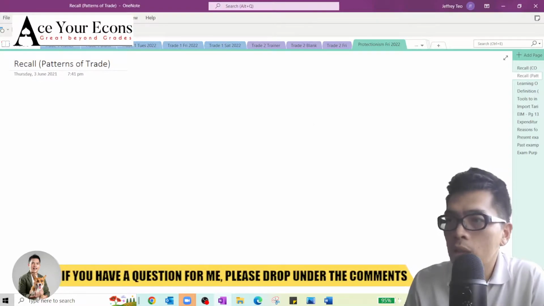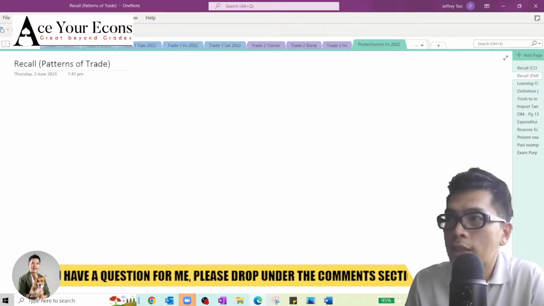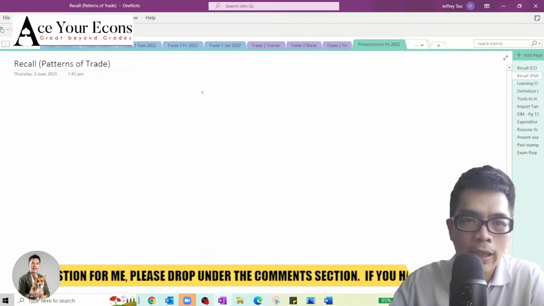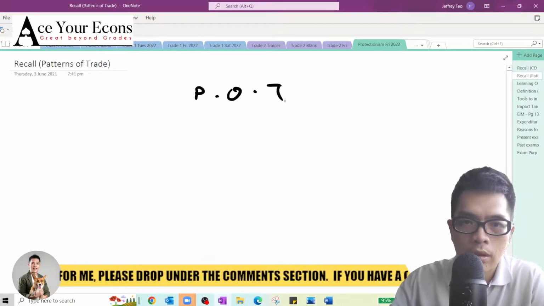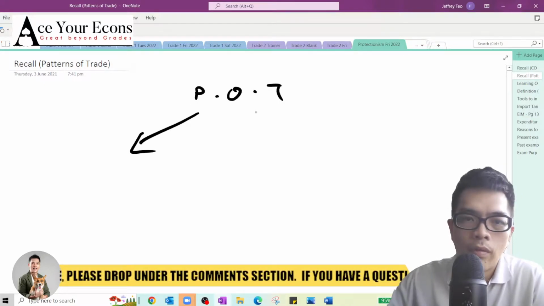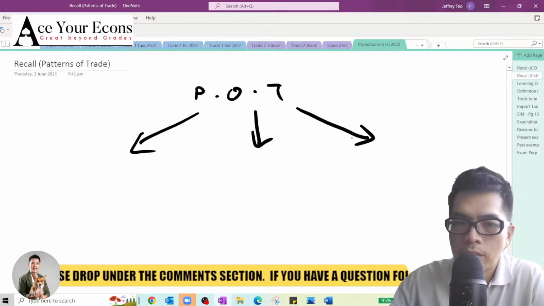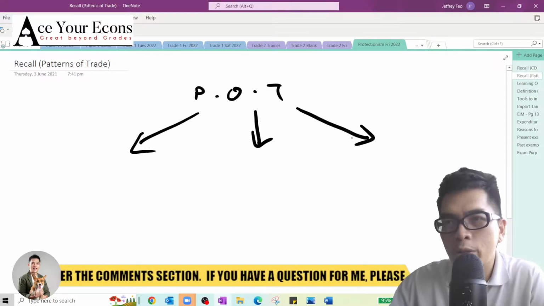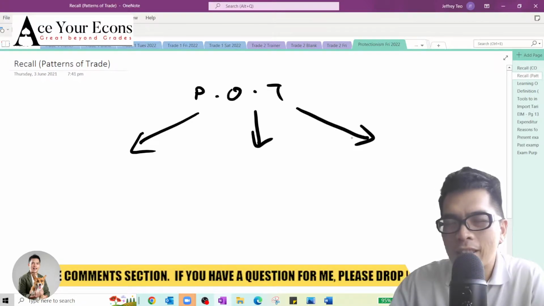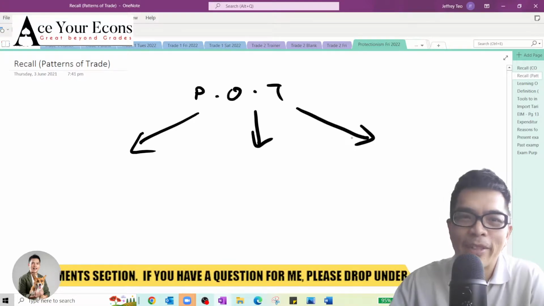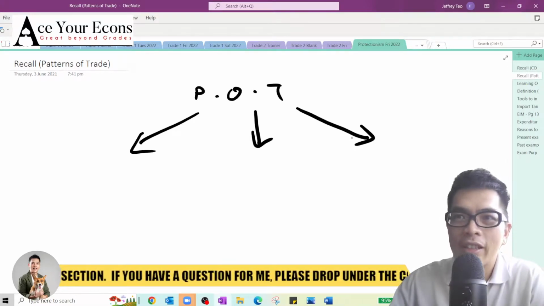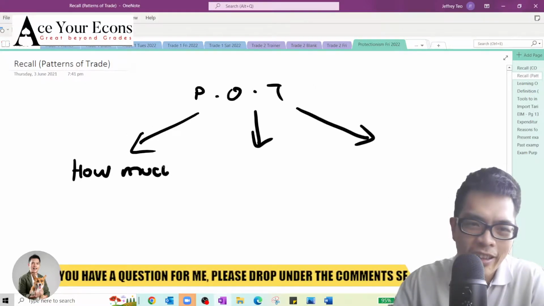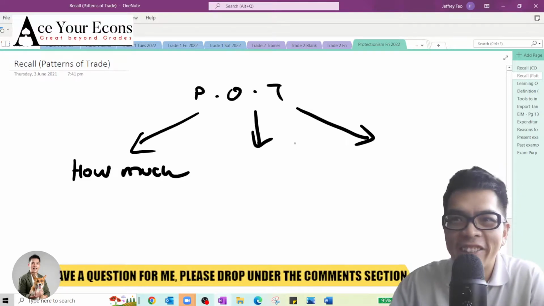Now, for patterns of trade, we are particularly concerned about three aspects. Can you all let me know what are the three aspects that patterns of trade is concerned about? Sorry, nothing to do with Metro. Metro is the assumption for comparative advantage. I believe you get it confused. Patterns of trade. Okay, good, Aiden. Very, very good. How much? Which are the other two?